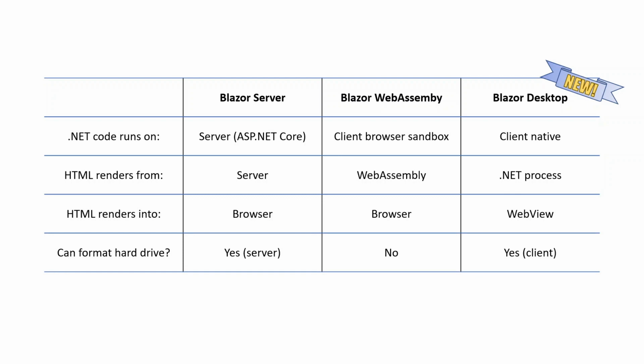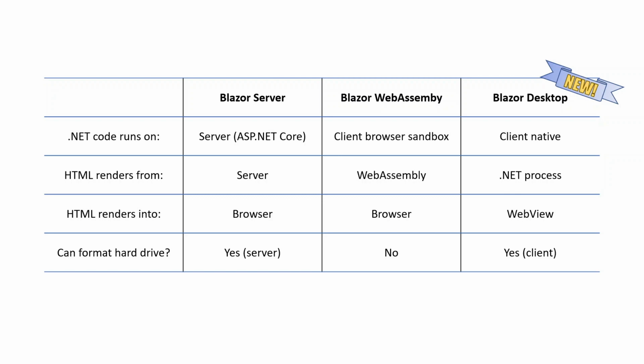Well, the answer might surprise you. On Blazor Server, yes, you can call code that formats the hard drive, but only the server's hard drive because that is where your .NET code is running. In Blazor WebAssembly, you cannot format the hard drive because you're running all the code as WebAssembly in the client browser sandbox, and fortunately, browsers do not have the ability to format the user's hard drive.